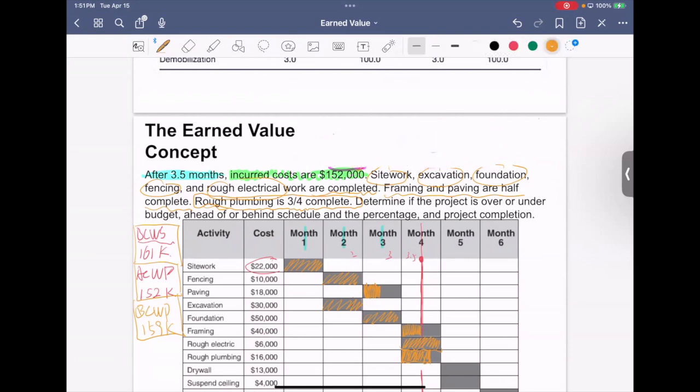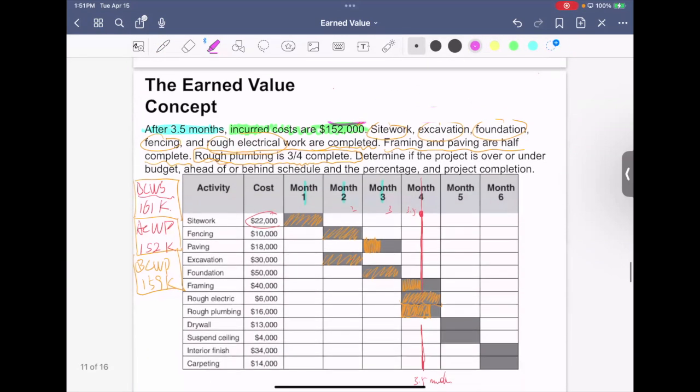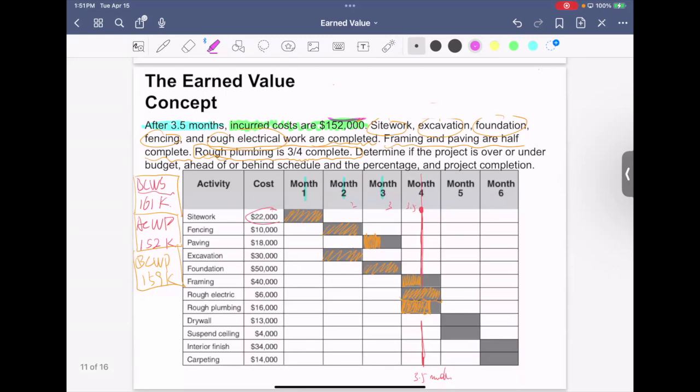Okay, if you have no issue with this, let's keep reading. So I'll go over this one with you, and the next one I'll give you time for practice, okay? Okay. So determine if the project is over or under budget, ahead or behind the schedule, and the percentages on the project completion, right?